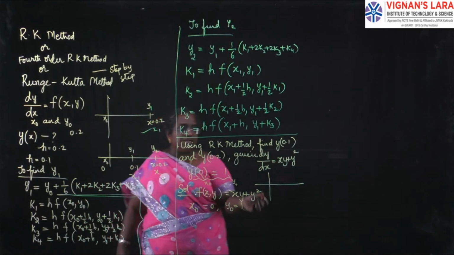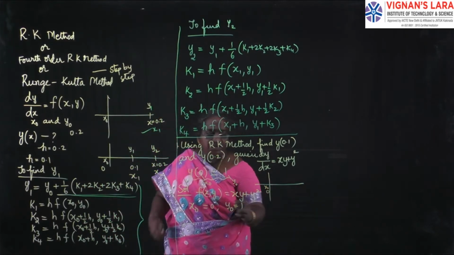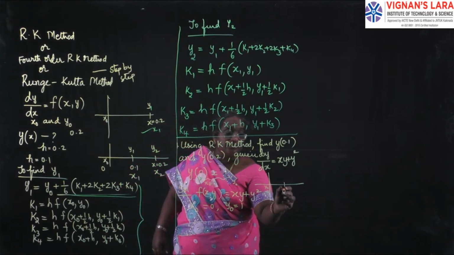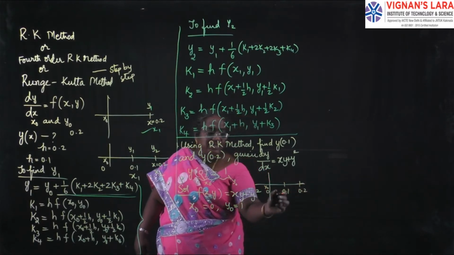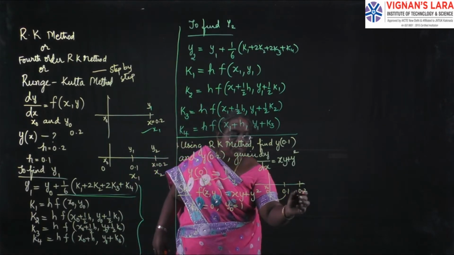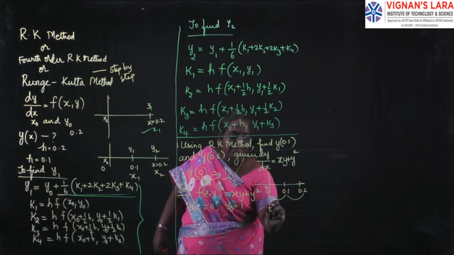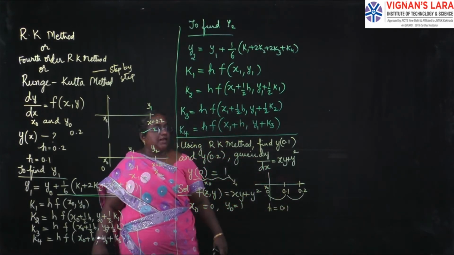Now we will decide what is h. We are starting with x naught as 0. Now where we have to find? We have to find at 0.1 and 0.2. So this indicates difference between 0.1 and 0 is 0.1. Difference between 0.2 and 0.1 is 0.1. So this indicates h is 0.1. That is how we have to decide h value.